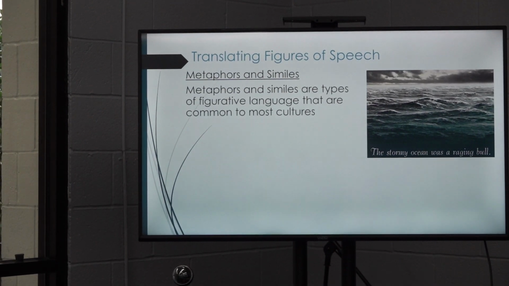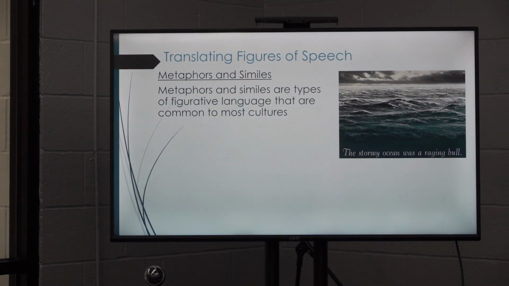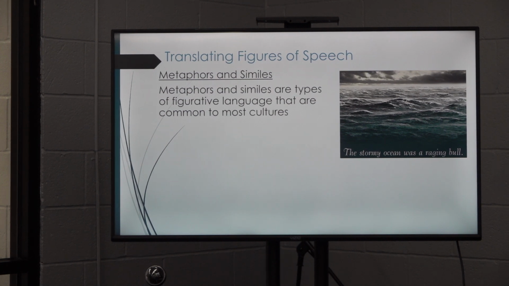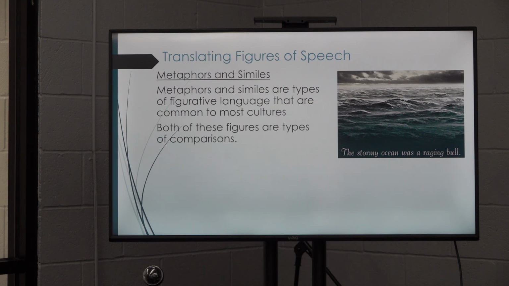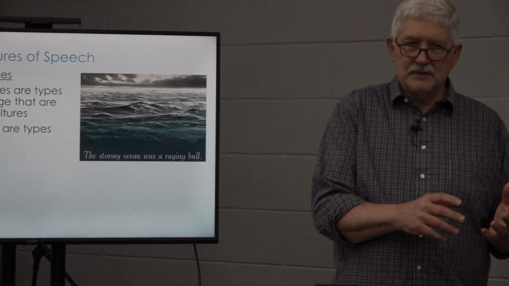And metaphors and similes are types of figurative language. Most, maybe even all, I don't know, cultures have metaphors that they use, or metaphors and similes. The picture there, the stormy ocean was a raging bull, which is a metaphor. And both of these figures are types of comparisons. And so the stormy sea is being compared to a raging bull.